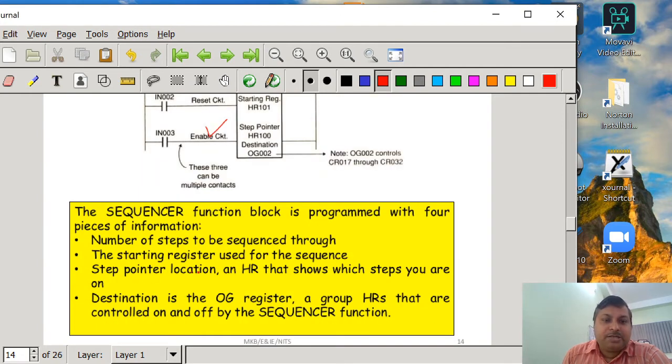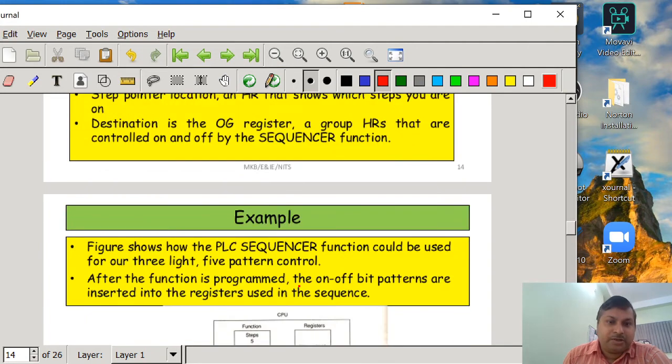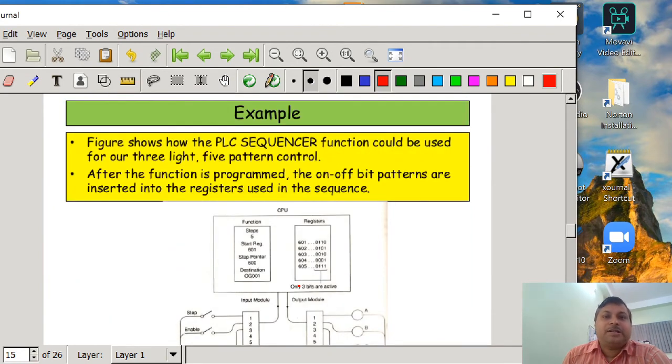The step pointer location on HR shows which step you are on, and the designation is the OG register, a group of HRs that are controlled on and off by the sequencer function. Okay, now we will try to understand the previous example, that is, 3 lights and 5 steps, and the 3 lights have to be on and off in a particular pattern.